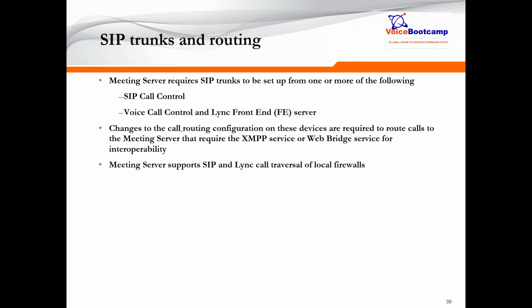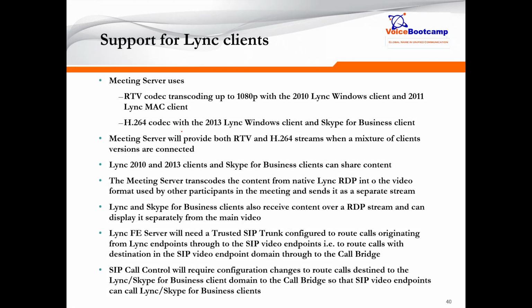A SIP trunk and routing. CMS requires a SIP trunk to be set up from one or more of the following devices: SIP control device and voice call control, and Lync front-end servers. Now, you can use a SIP trunk to communicate between these devices. Any changes to call routing configuration on these devices are required to route calls to the meeting server that require the XMPP server or the web bridge services for interoperability. Cisco Meeting Server will support SIP and Lync calls via the traversal of the local firewall.